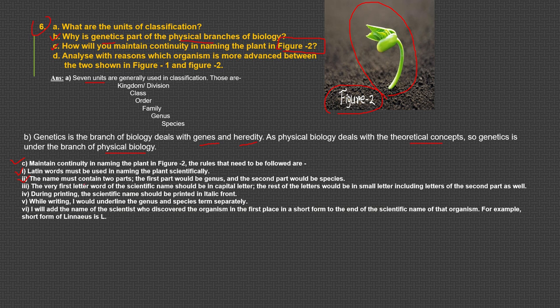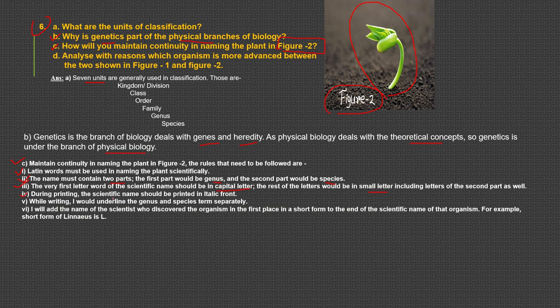The name must contain two parts. The first part would be the genus, and the second part would be the species. The very first letter of the scientific name would be a capital letter. The rest of the letters would be in small letters. I have already given this information. The last question's answer is also the same as this.